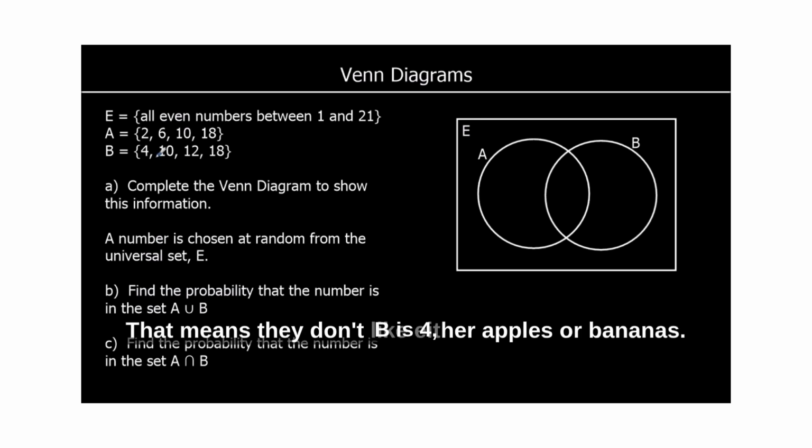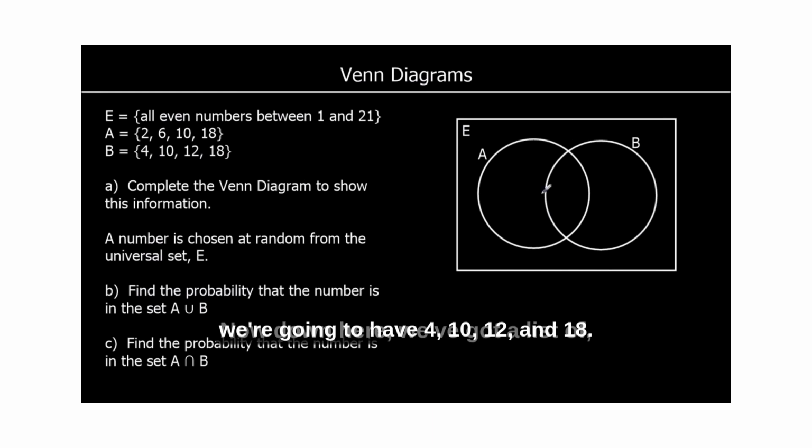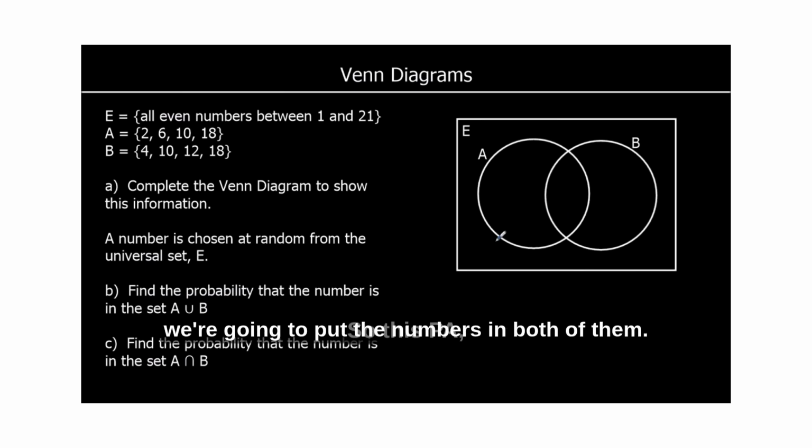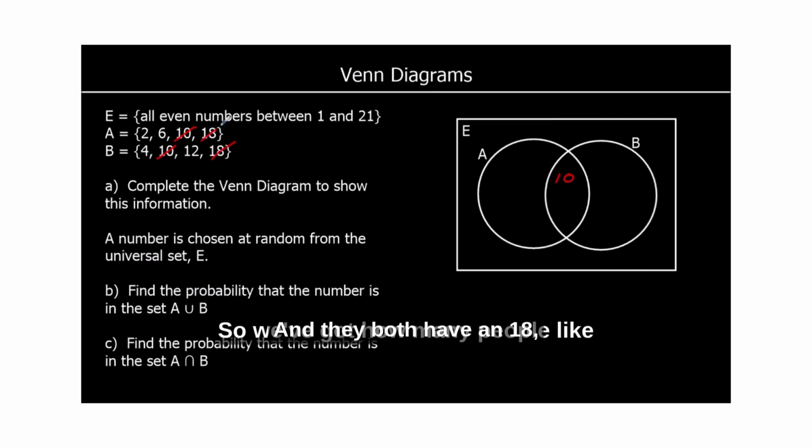B is 4, 10, 12, and 18. So in the B circle, we're going to have 4, 10, 12, and 18. In the middle, in the intersection between A and B, we're going to put the numbers in both of them. So they both have a 10, so that goes in the middle, and they both have an 18, so that goes in the middle.